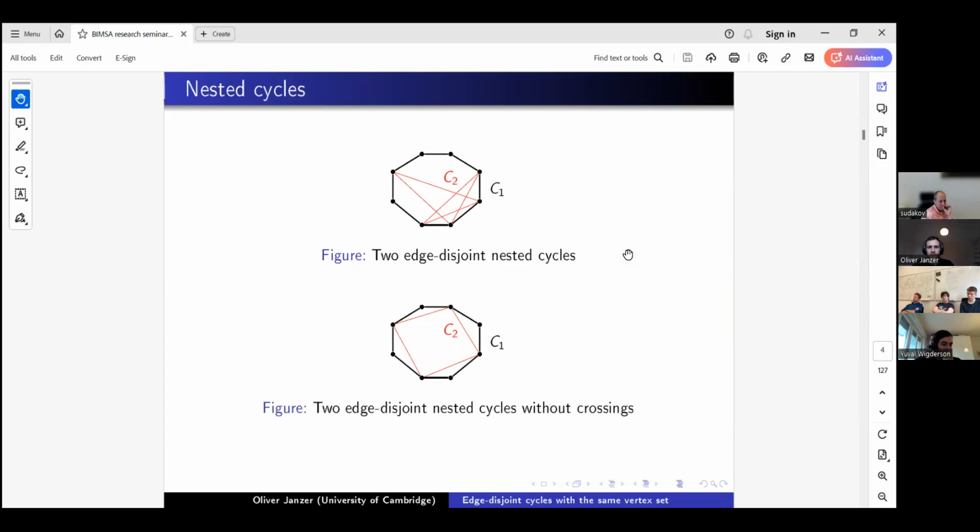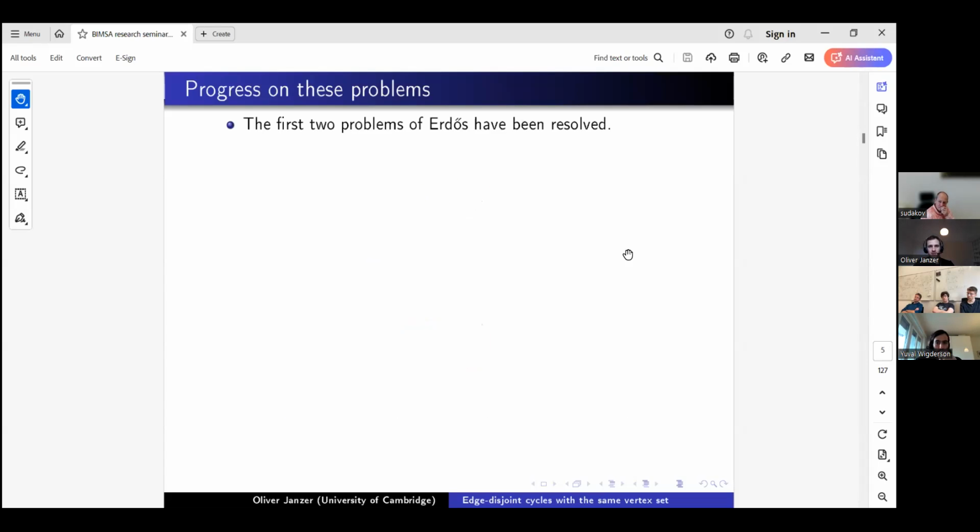Okay, just to have a picture for the first two problems, the first picture shows two edge-disjoint nested cycles. You can see that C2's vertex set is a subset of C1's vertex set, but it does have crossings in the picture. And the second picture shows two nested cycles with no crossings. So that's what the first two problems mean. And let me review the progress on the first two problems. They've both been resolved now.